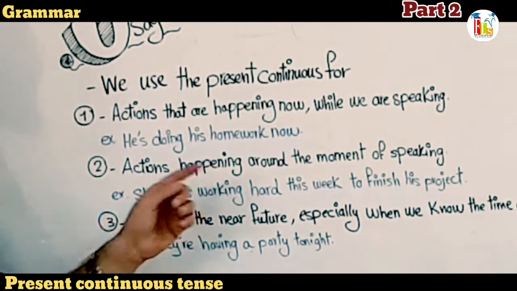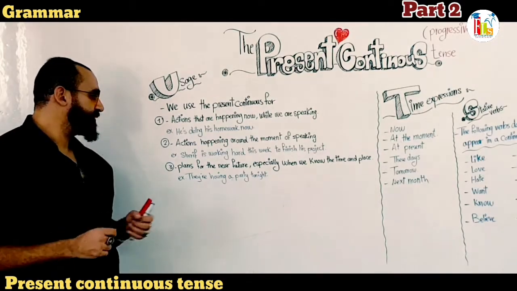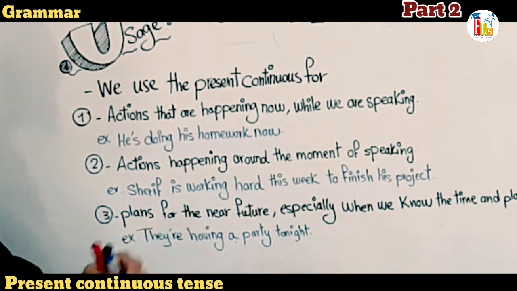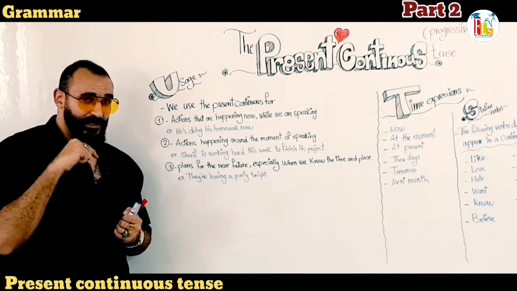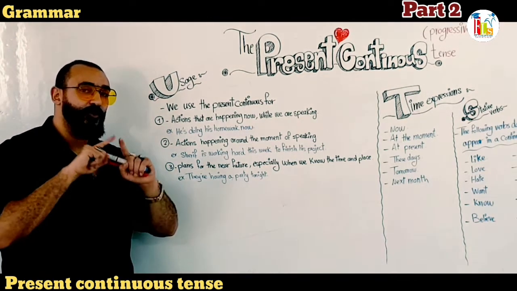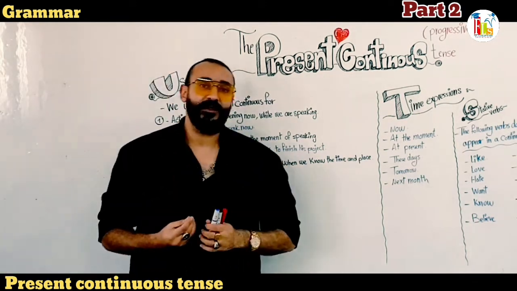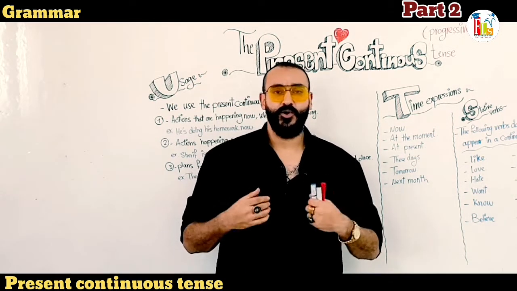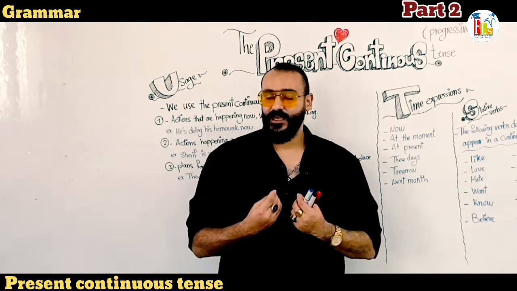2, actions happening around the moment of speaking. What does that mean? Sharif is working hard this week to finish his project. That doesn't mean that he's working right now at the time of speaking, but that he's working around this period. Another example, when I say, I want to work in Italy, so I am learning Italian these days.